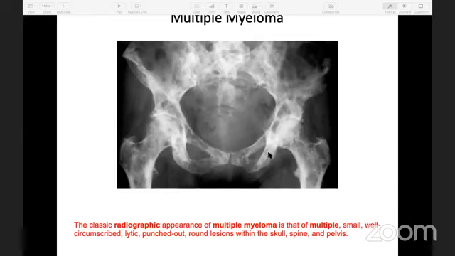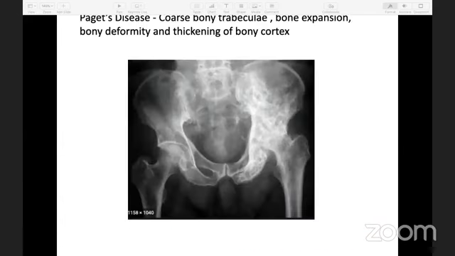Multiple lytic punched out lesions are seen in multiple myeloma. The left side of the bony pelvis shows coarse bony trabeculae, bone expansion and deformity, suggestive of Paget's disease.